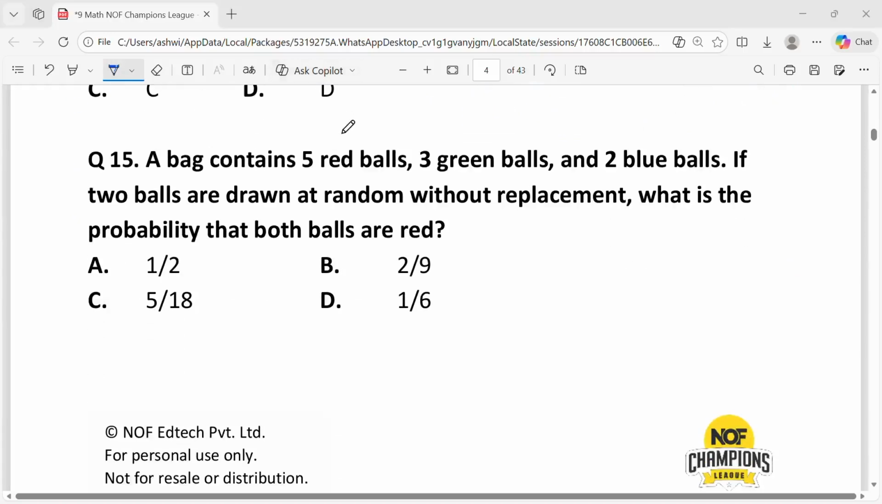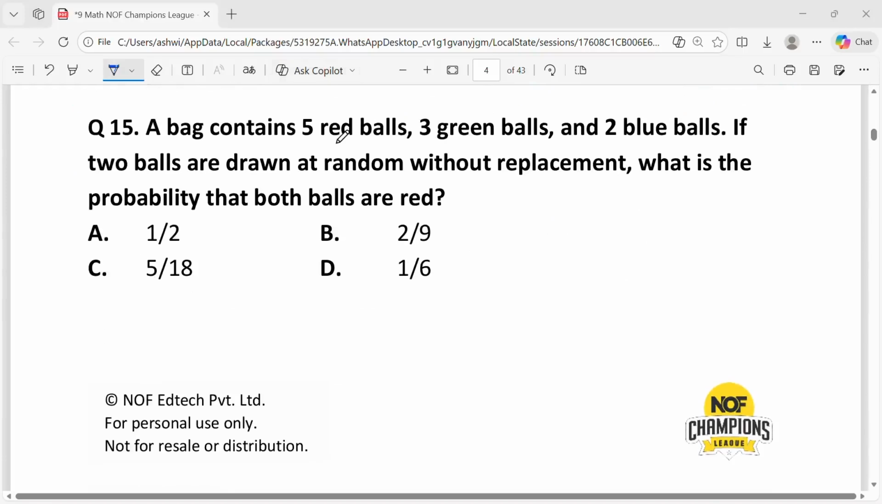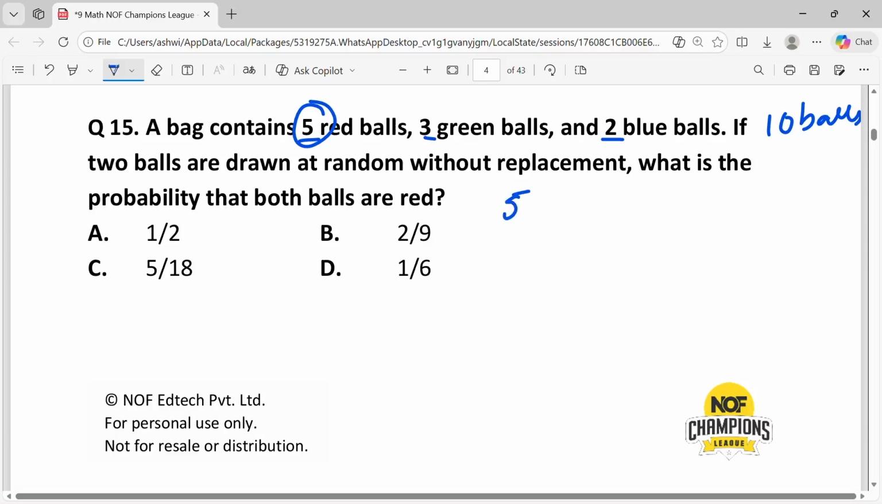Question 15. A bag contains 5 red balls, 3 green balls, and 2 blue balls. If 2 balls are drawn at random without replacement, what is the probability that both balls are red? Total number of balls in the bag are 5 plus 3 plus 2, that is 10 balls. The number of red balls are 5. The probability of drawing one red ball is number of red balls upon total number of balls, that is 5 upon 10.